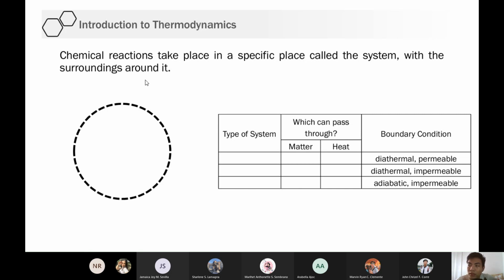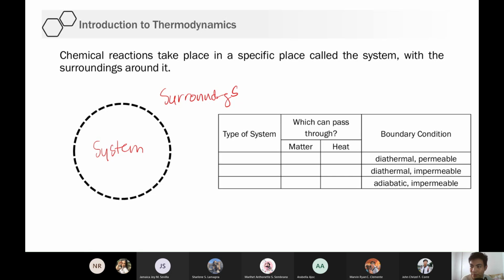Okay? So ang tawag natin doon sa part na nilalagay mo yung chemicals mo, we call that the system. Okay? So system is where the reaction will take place, and around it is the surroundings. Kunwari pinag-react ko yung baking soda pati yung vinegar sa baso. Yung loob ng baso, yun yung system. And yung labas ng baso, yun yung surroundings.